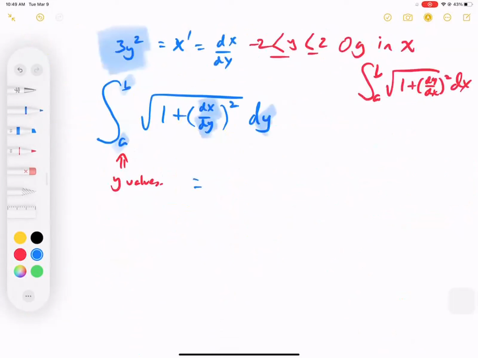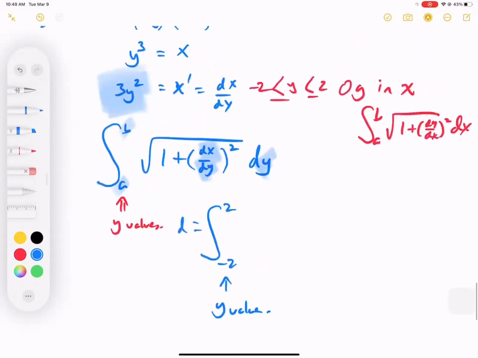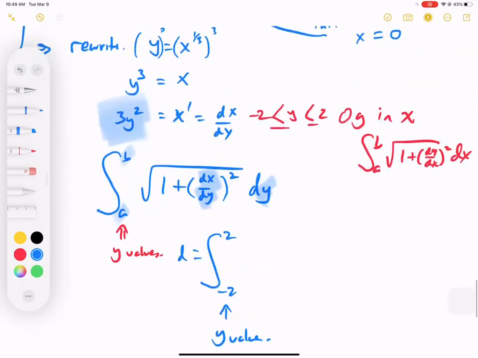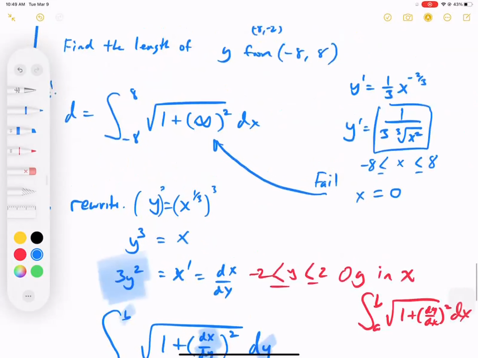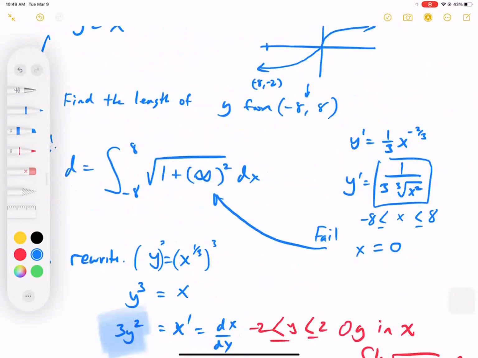So we're looking at the distance as the integral from -2 to 2. Take a look here, these are y values. Mr. When, what's the biggest hint that a problem won't work? When you take the derivative, it's going to be a fraction. See, this derivative is a fraction, and you're like, oh man, I'm going to have a 0 someplace. Now, if that 0 on the bottom doesn't fall within your range, you're still good to go. But 0 here is between -8 and 8, so we're screwed.